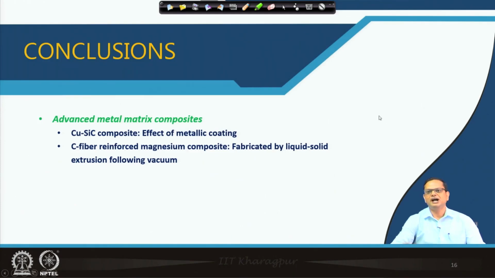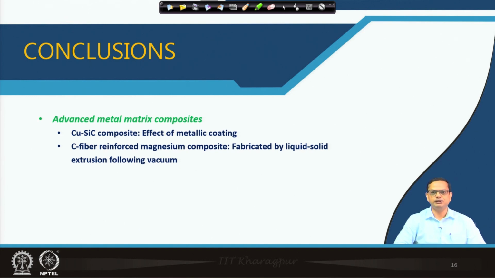All right. With that, I would like to conclude today's class. In today's class, I discussed two different examples. Again, both are metal matrix composites. In one case, it was a copper SiC composite, and there we have seen the effect of metallic coating in order to restrict atomic dissolution and at the same time improve wettability. We observed that tungsten is giving the best result compared to chromium and titanium.